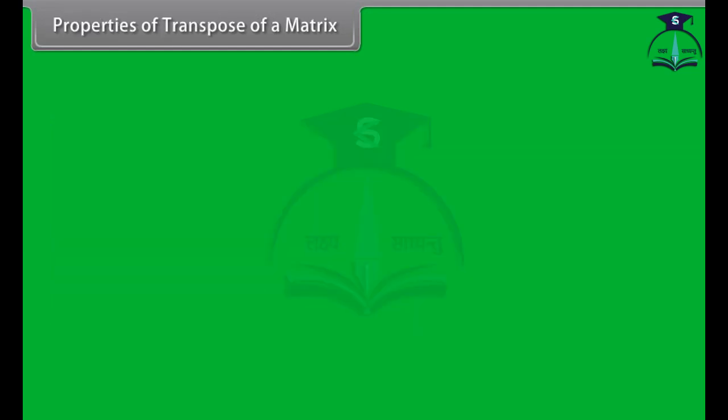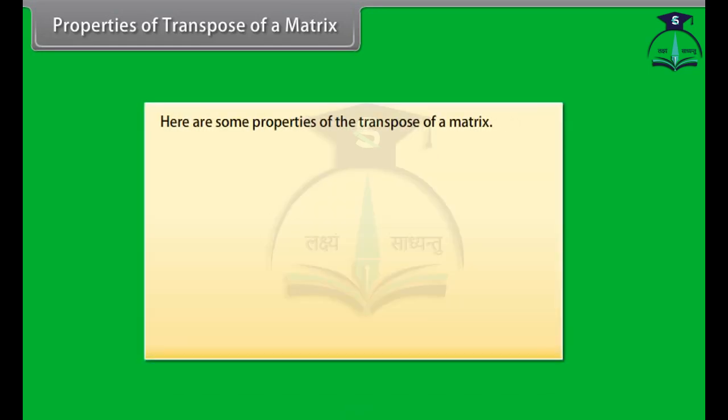Properties of transpose of a matrix. Here are some properties of the transpose of a matrix. First, transpose of transpose of matrix A is equal to matrix A. Second, transpose of A plus minus B is equal to transpose of A plus minus transpose of B, if A and B are m by n.